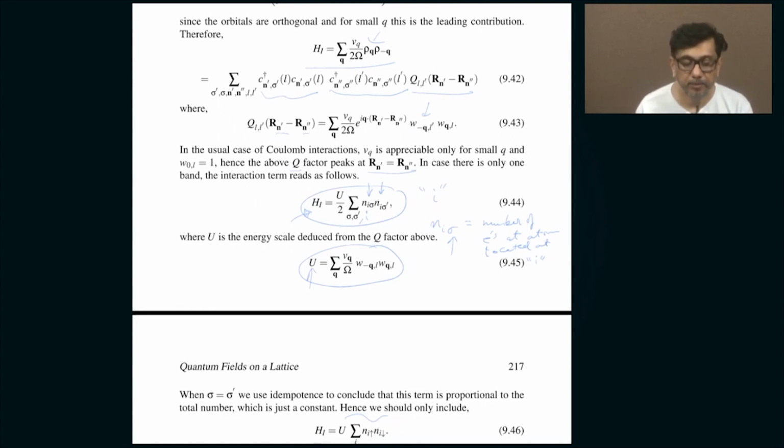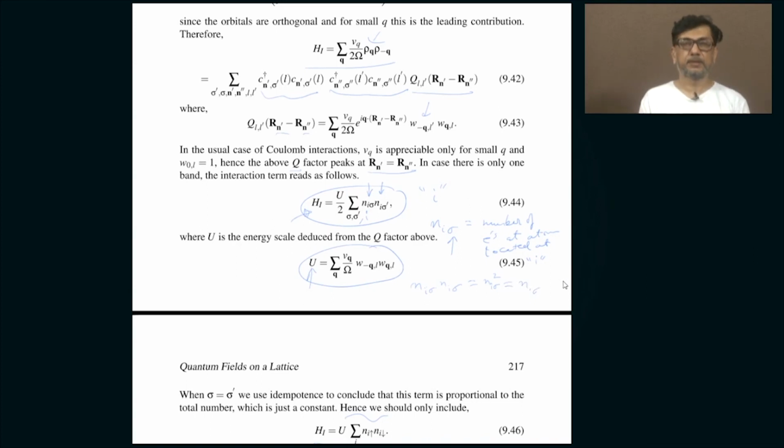So, it is possible, I mean mathematically also you can see that if I put sigma dash equals sigma, this will become N_i sigma squared. But then remember N_i sigma is either 0 or 1. Because what is N_i sigma? It is the number of electrons at position i with spin projection sigma. So, that is clearly either 0 or 1.